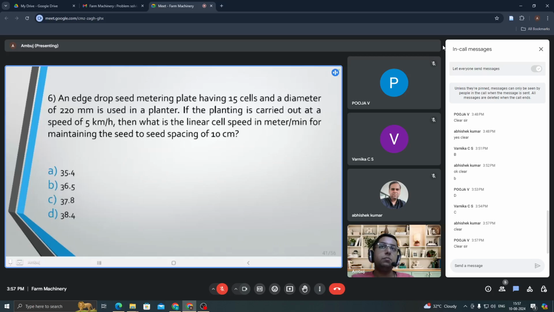Try to solve this question. An edge drop seed metering plate having 15 cells and a diameter of 220 mm is used in a planter. If the planting is carried out at a speed of 5 km per hour, then what is the linear cell speed in meter per minute for maintaining the seed to seed spacing of 10 centimeters? This is a particularly tricky question. If you understand the logic of how planting is happening, then you will be able to solve it in seconds. Otherwise you can be stuck. Try to solve, then I'll tell you the correct answer as well as the explanation.